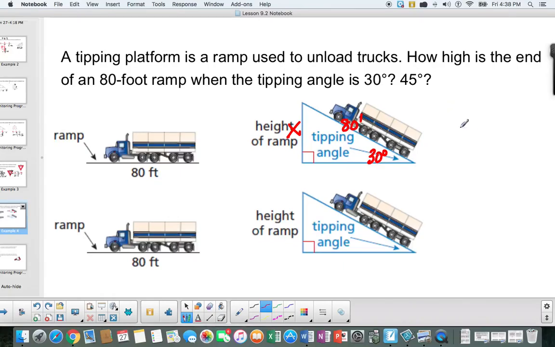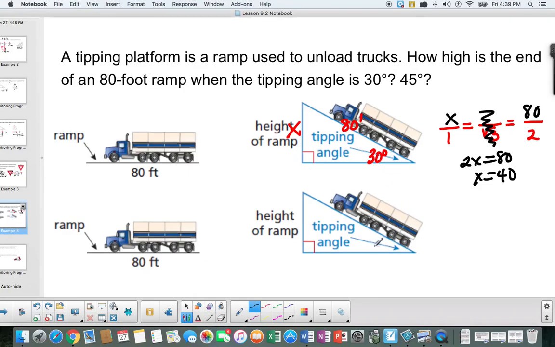So I'm going to use my 30, 60, 90 relationship, 1, root 3, 2, and then I'm going to put, this is the hypotenuse, so I'm going to put an 80, and this x is opposite the 30 degrees, so I'm going to put x. And it looks like I'm not going to need this middle portion right here. I'm going to cross multiply. 2x is equal to 80, so x is equal to 40. So the height of the ramp is 40.